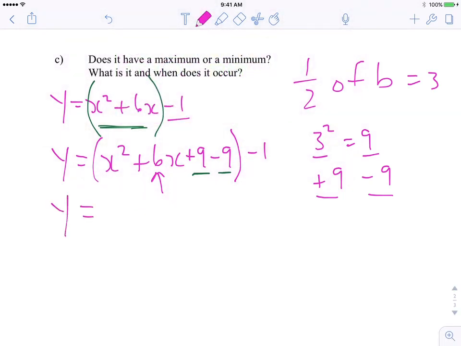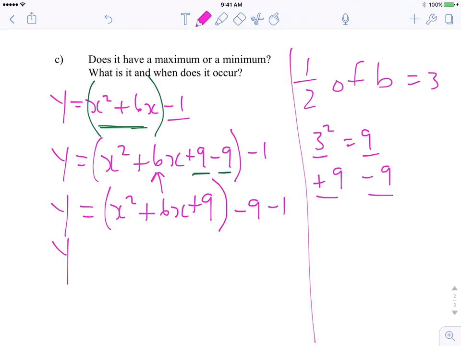Because we squared the 3 to get 9, we're going to write x squared plus 6x. We'll keep the plus 9, but we don't need this minus 9, so we're going to put it outside the bracket right there. And then we're simply going to draw a line here, and then we're going to simplify. So to simplify this, well, we know that's a perfect square trinomial, and negative 9 minus 1 is negative 10.